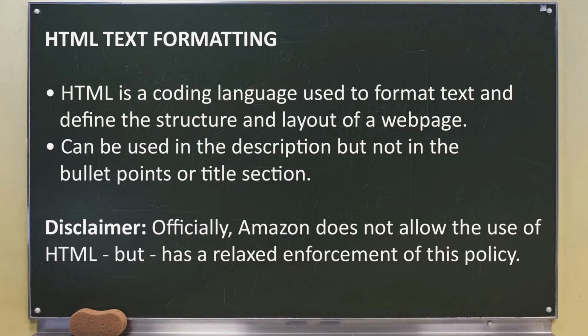A more simple method to create an appealing product description is to format your writing with HTML. Basically, HTML is a coding language used to format text. Sounds like fun stuff, huh? Well, don't worry. In regards to your Amazon listing, you only need to know a simple version of HTML to format your text. I do have to note that HTML can only be used in the description, but not in the bullet points or the title section.